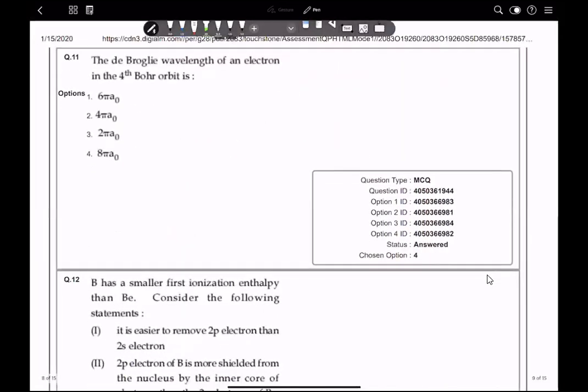In question number 11, it's given the de Broglie wavelength of the electron in the fourth Bohr orbit. So for Bohr orbit, the de Broglie wavelength formula is 2 pi r is equal to n lambda. And instead of r, we can write the Bohr orbit radius, let's say a naught into n square by z. You substitute this in the formula, so it is 2 pi a naught into n by z. This is the formula of de Broglie wavelength.